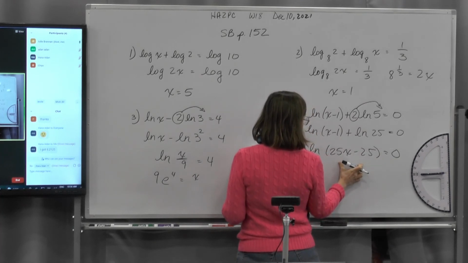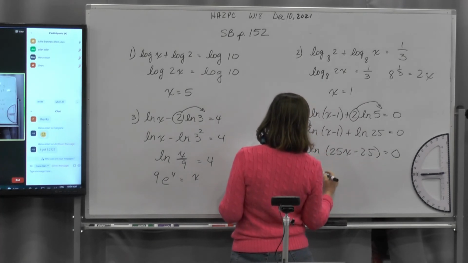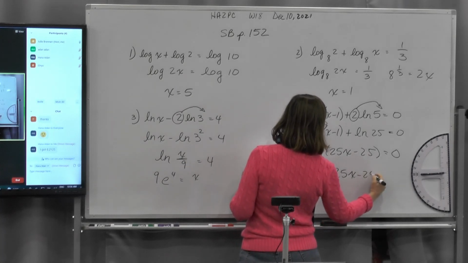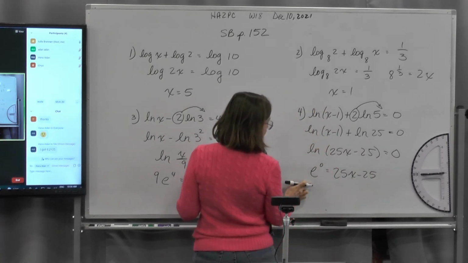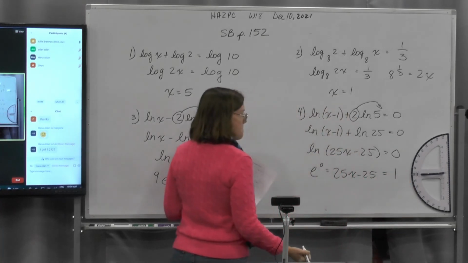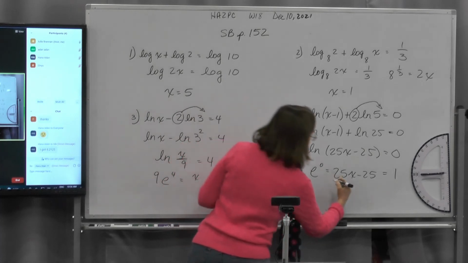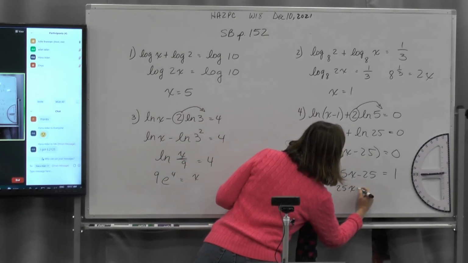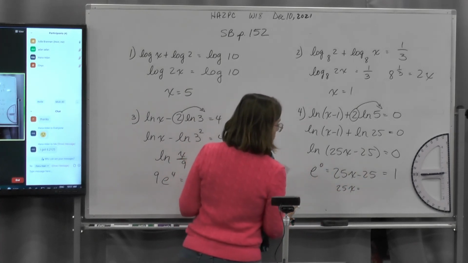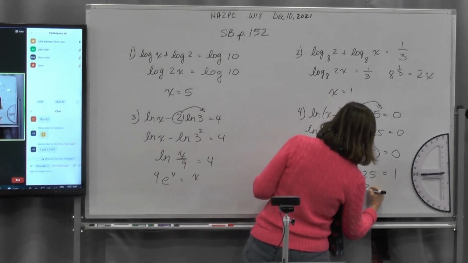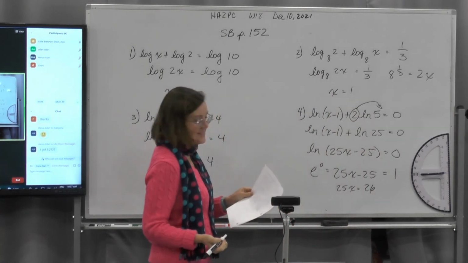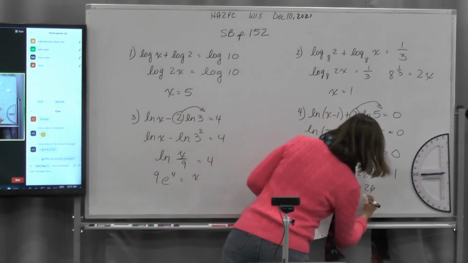What does that tell you? e to the 0 is equal to this. What's that? 1. Well, e to the 0 is 1. So it's just 25x is equal to, no? This whole thing is equal to 1, so if I add, it is equal to 26, yes. x is equal to 26 over 25ths, right? Yes.